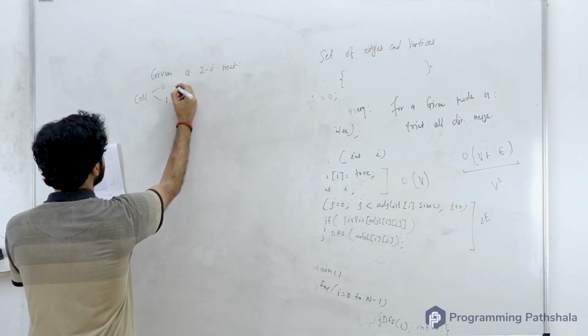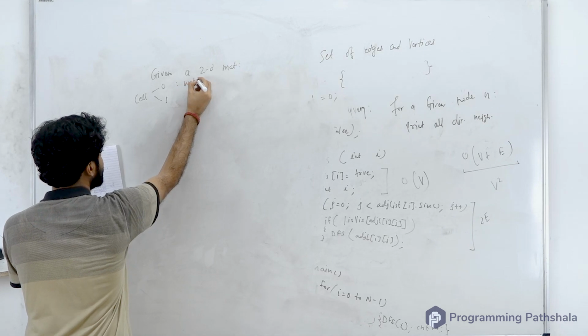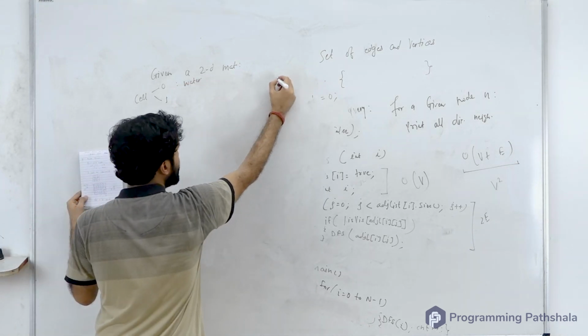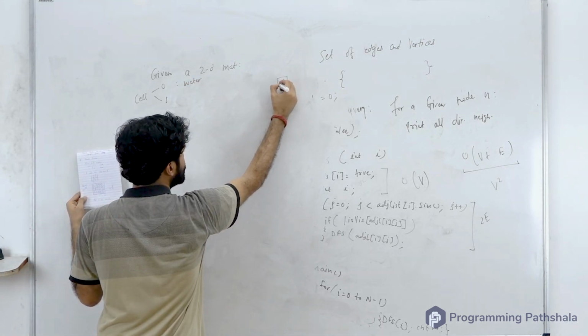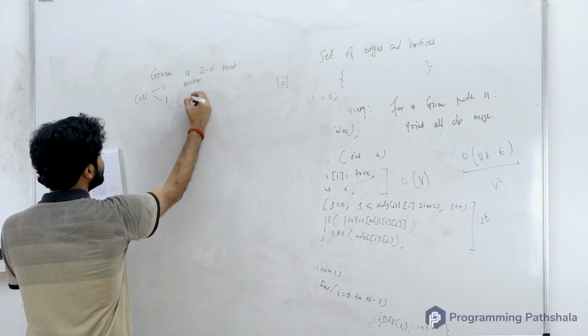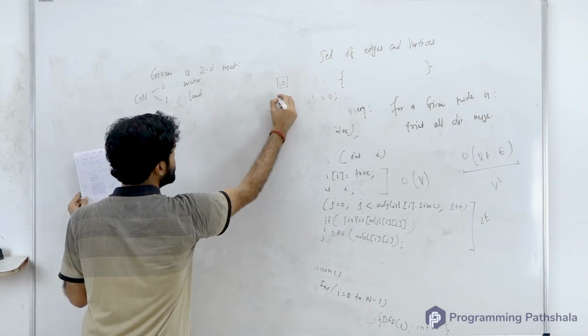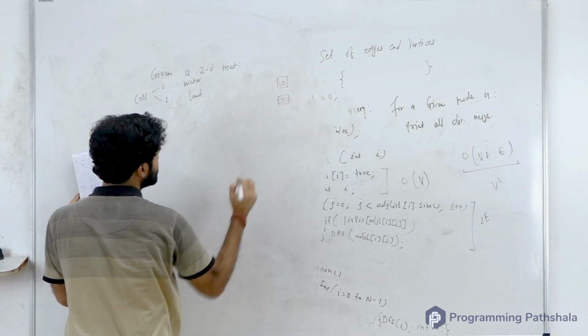0 means water. 0 means that the particular cell which has a 0 contains water, okay? And 1 means that the particular cell which has 1 contains land.